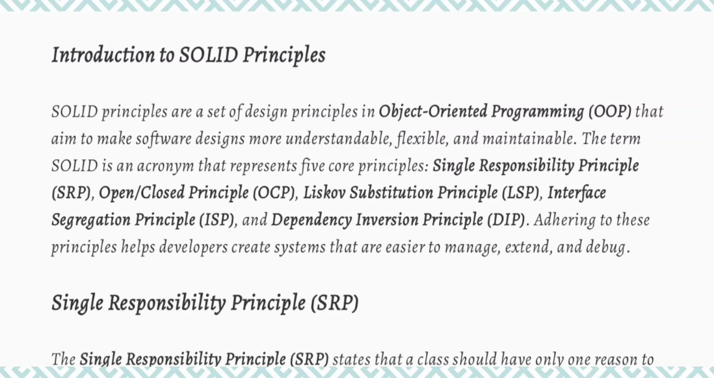Introduction to SOLID Principles. SOLID principles are a set of design principles in object-oriented programming, OOP, that aim to make software designs more understandable, flexible, and maintainable. The term SOLID is an acronym that represents 5 core principles: Single Responsibility Principle, SRP, Open-Closed Principle, OCP, Liskov Substitution Principle, LSP, Interface Segregation Principle, ISP, and Dependency Inversion Principle, DIP. Adhering to these principles helps developers create systems that are easier to manage, extend, and debug.